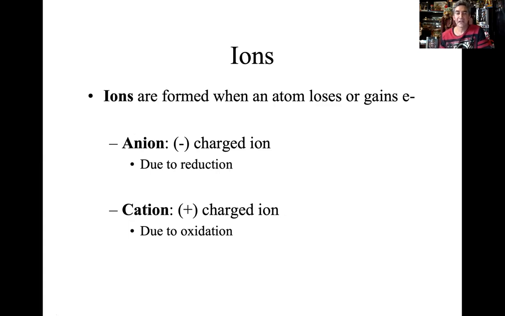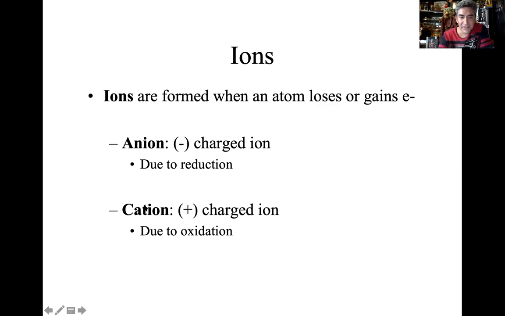But we gain an electron, we gain a negative charge, and we call that an anion, right? An anion. It's a charged ion, a charged atom with a negative charge. A negative ion, anion. A cation, right?